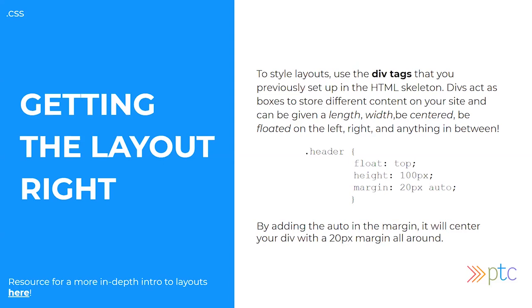So for example, if you wanted to float your header to the top of your site and make it 100 pixels high, the code on the screen is how you would do it. These are definitely things that you can start thinking about when you have the content in your HTML down for your page and the general CSS things for your styles file. But it's definitely something you might want to look into when you go into some more complex styling.